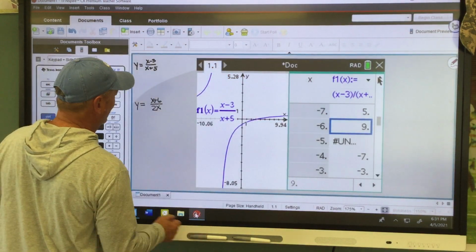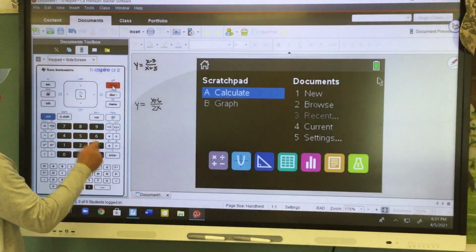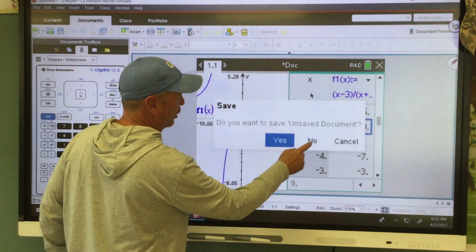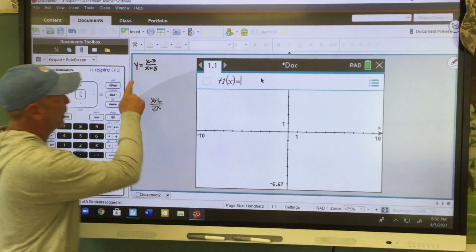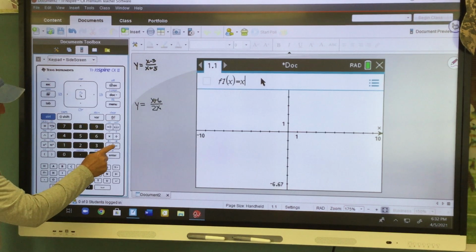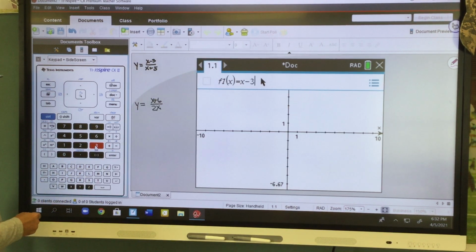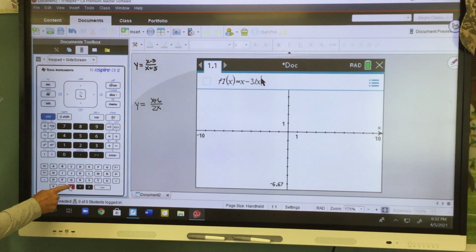And we're going to put this in your calculator. I've already done it. I'll do it again for you. Let's go. We'll go home. We're going to go new. We're going to go graph. And I'm going to put in our equation of x minus 3, and we're going to divide by x plus 5.